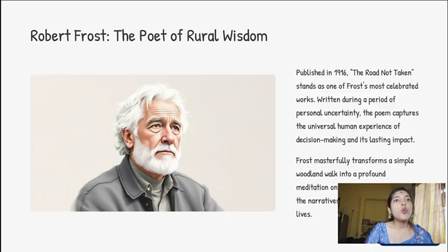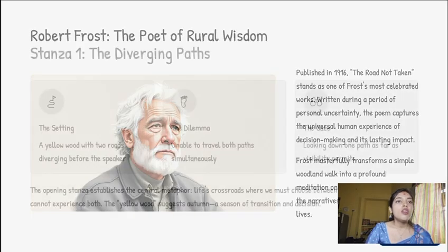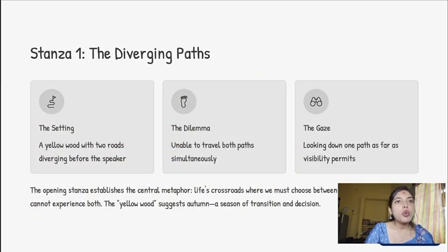Now we will go with the stanza-wise explanation of the poem. I will split the stanzas. We will go with the first stanza, and I will give the explanation and the literal meaning of what the poet is conveying through the stanza. The first stanza: Two roads diverged in a yellow wood, and sorry I could not travel both and be one traveler, long I stood and looked down one as far as I could to where it bent in the undergrowth. So this is the first stanza.